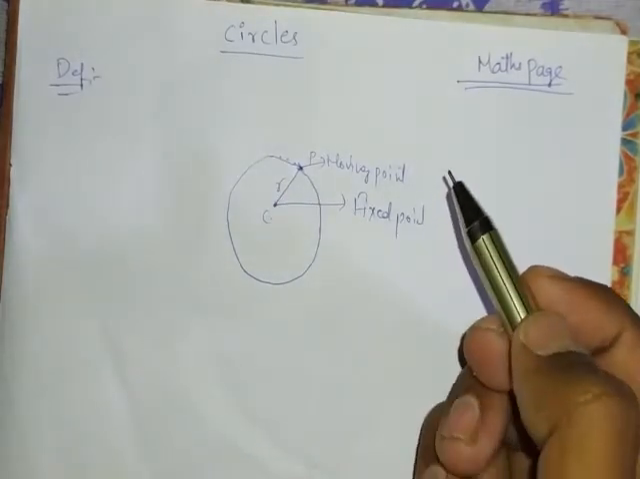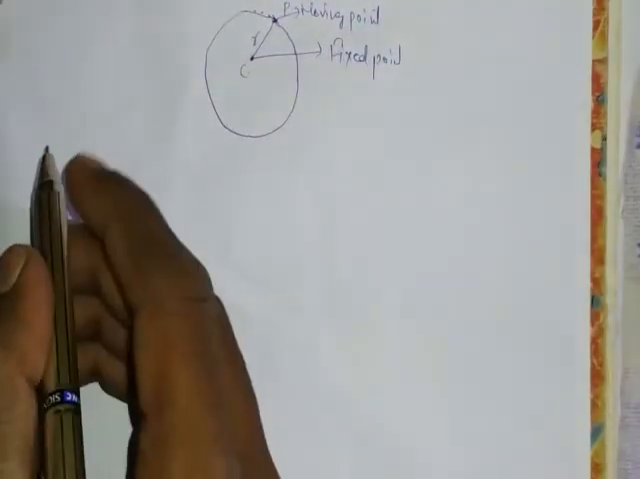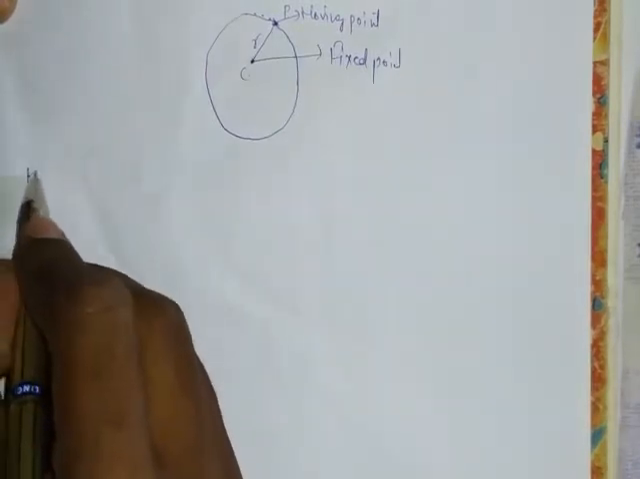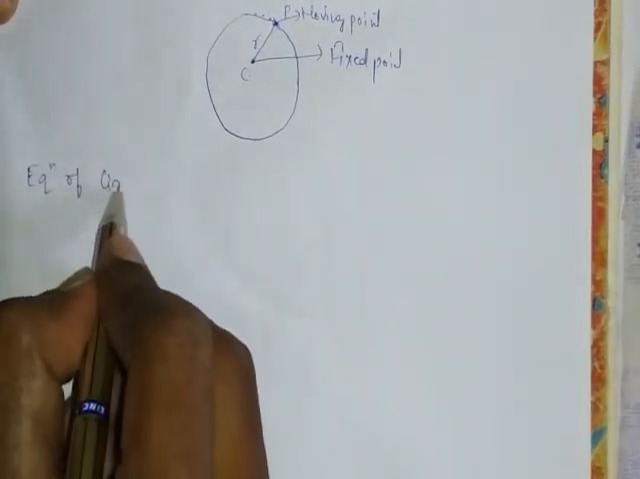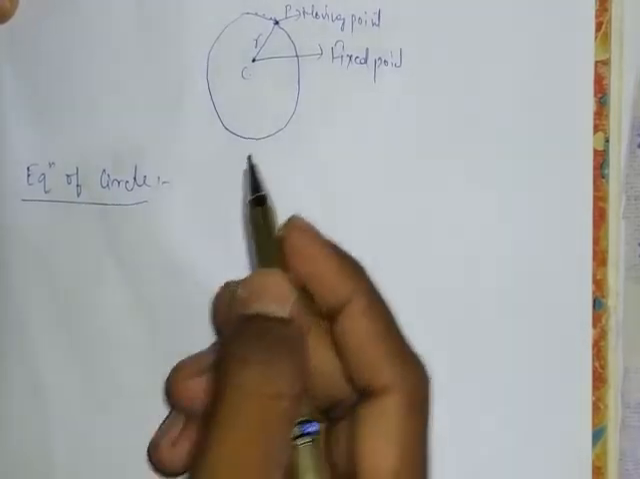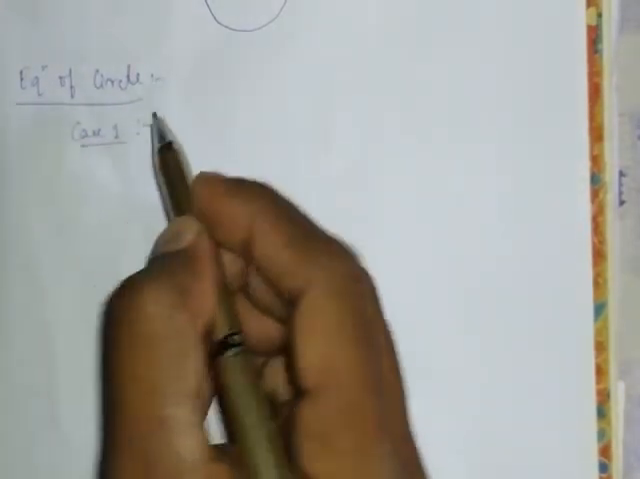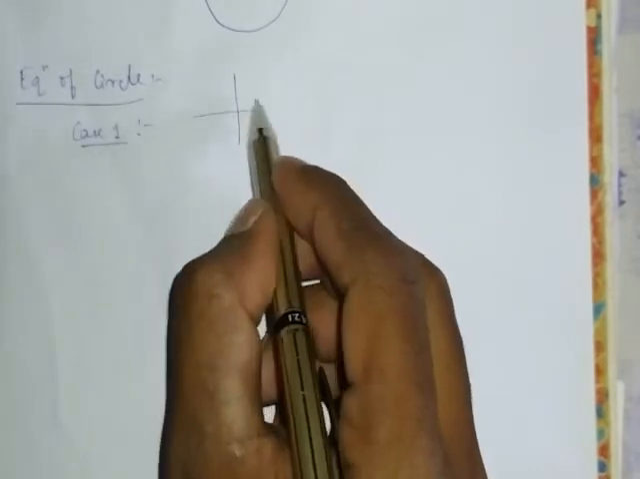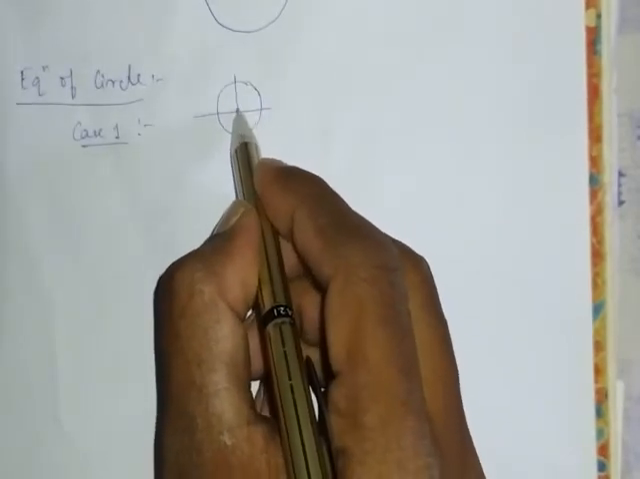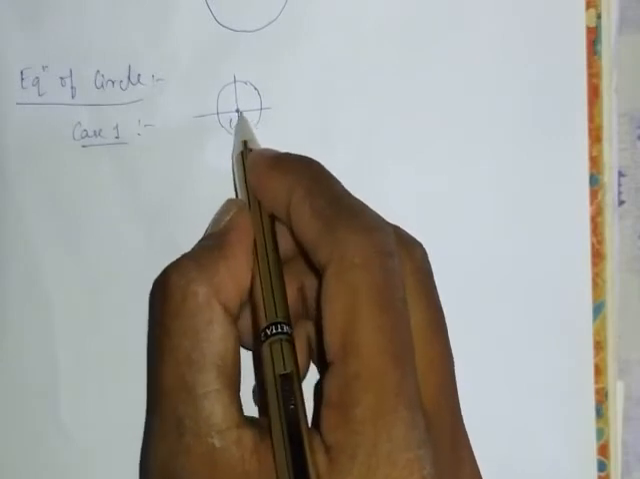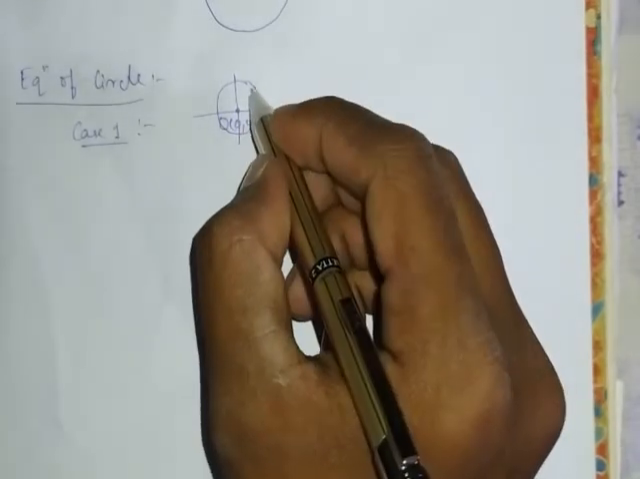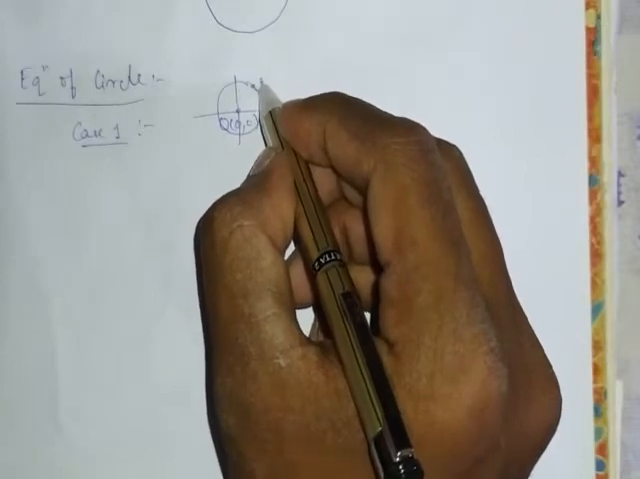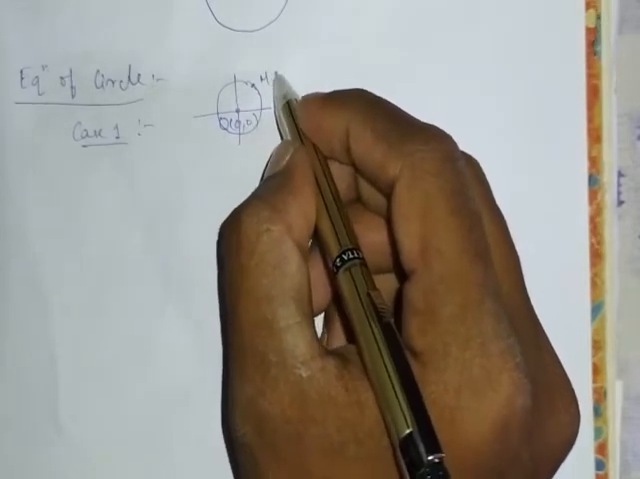This is the basic definition of the circle, and let us see the equation of the circle. How does the equation of the circle look? There are two cases. In case 1, let us assume the circle is centered at the origin of the axes. The coordinates of the origin are 0, 0. Let us assume any point M on the circle.